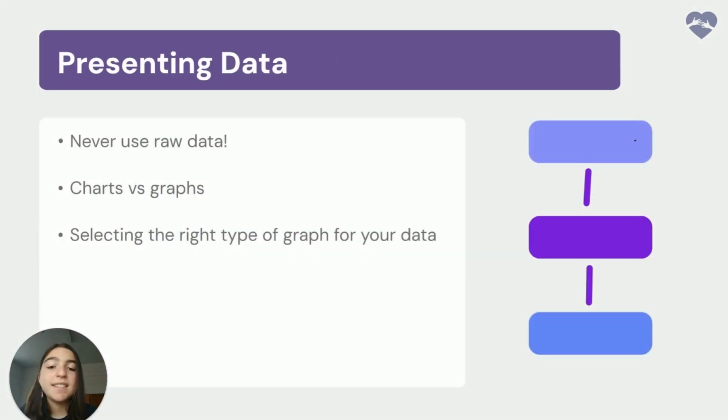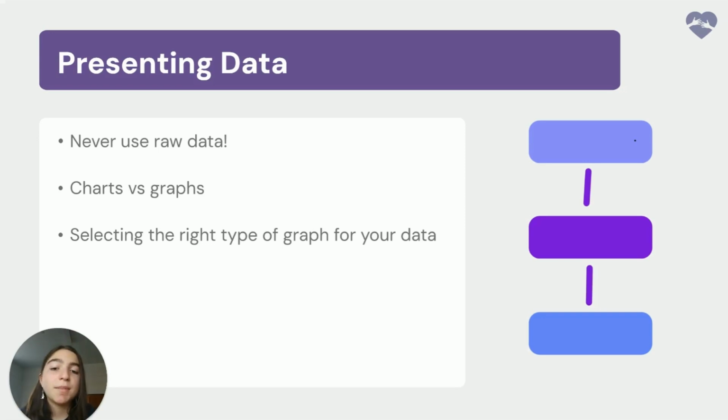When you present data, never use raw data. Always beautify it into charts and graphs. A chart looks like an Excel spreadsheet. These are good ways to give your readers an idea of what your collected data look like. However, a graph is an even better way to show the trends of your experiment.